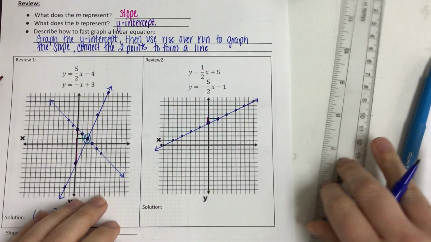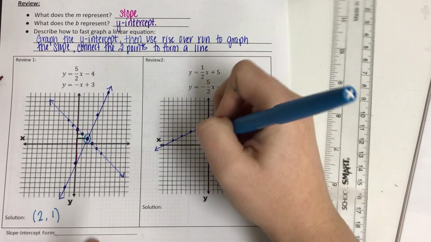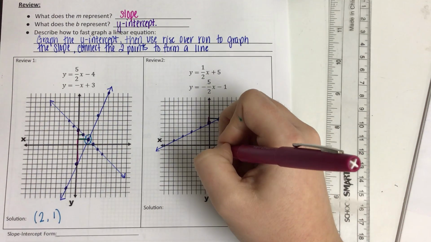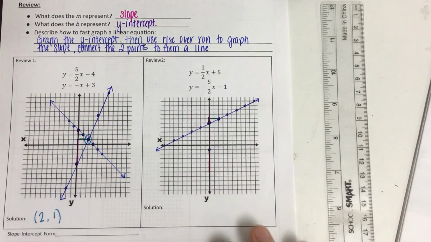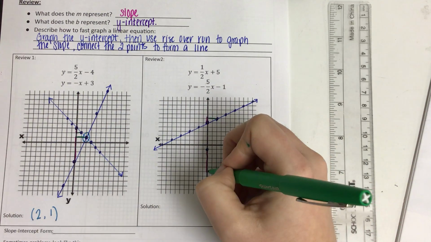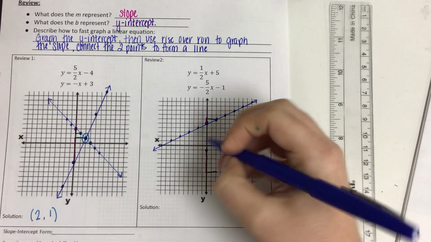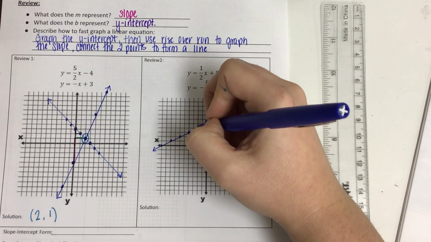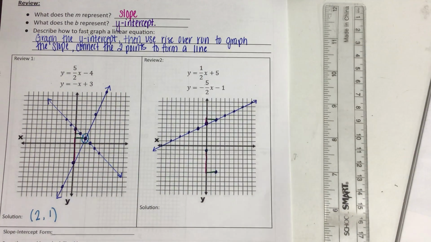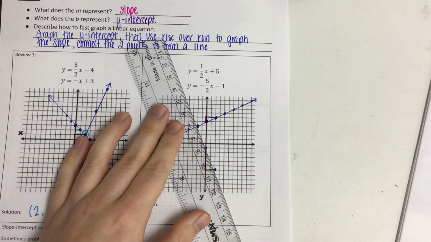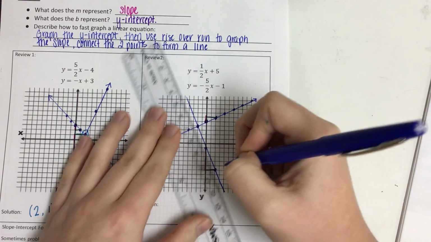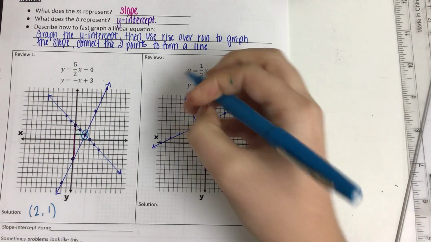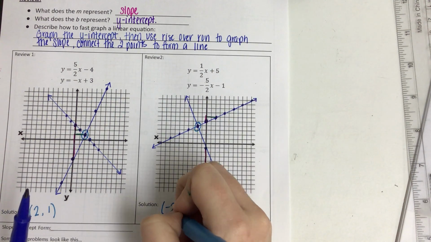Then our second equation, we begin at negative 1. And our slope has us go down 5 and right 2 to get our next point. We would go the opposite direction. We're going to go up 5 and left 2, and we can see that that is going to be our point of intersection right there. So we can go ahead and connect these 3 points. And our point of intersection is going to be -2, 4.